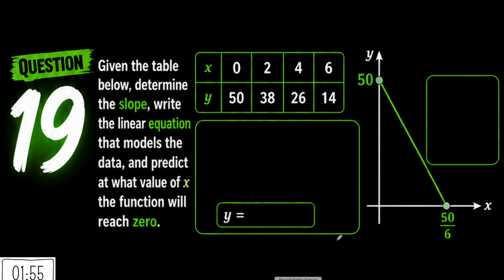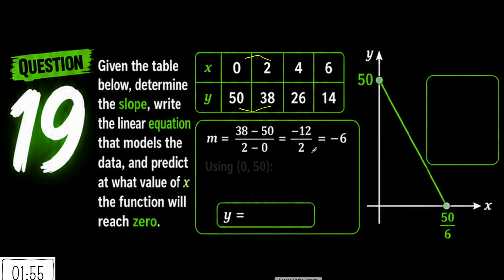So, question 19. Given the table below, determine the slope, write a linear equation that models the data and predict at what value of x the function will reach 0. Okay? So, may table dito. Let us find out using the slope formula. Of course, 38 minus 50, yung y, change of x 2 minus 0. Okay, 38 minus 50, that is negative 12. Over 2 minus 0 is 2. Divide these two numbers, negative 12 divided by 2, that is negative 6. So, meron ka ng slope. Okay, using 0 and 50, we're gonna use y equals mx plus b.